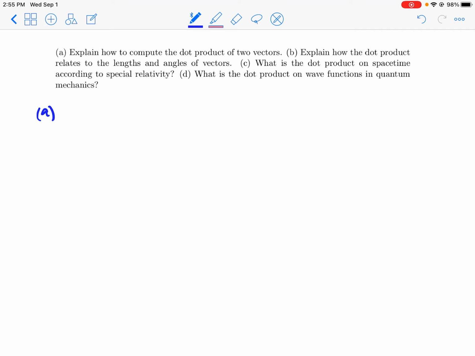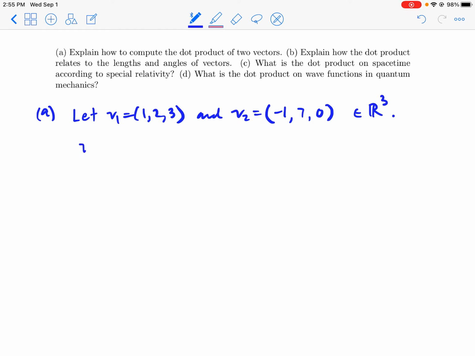Okay, so explain how to compute the dot product of two vectors, A. First let's just do an example. Let v1 equal (1, 2, 3) and v2 equal (-1, 7, 0). Obviously both of these are elements of R3. Then the dot product, written like that, that's why it's called the dot product. First of all, it's a real number. It's not a vector again, so this is sort of weird.